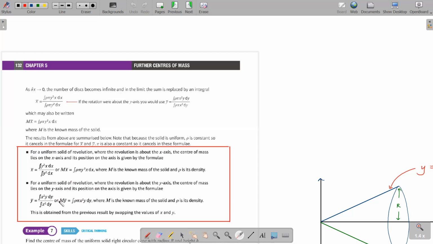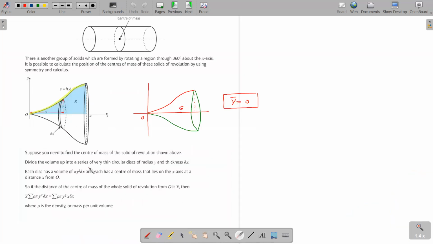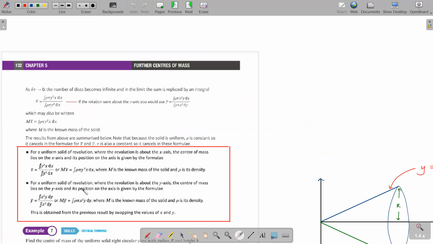Then just to note down, they also give you another equation for a uniform solid of revolution where the revolution is about the y-axis, right? Sometimes the revolution, as up here, is happening around the x-axis, but they can also do a revolution around the y-axis. So if you have an object like this, if you revolve around y, you get something like this, right? So they have given you the formula to use for that as well.